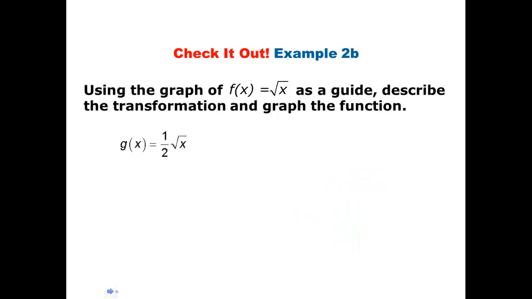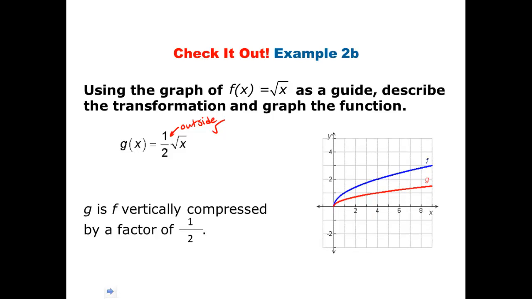Alright, for our next one, we have 1/2 times the square root of x. So what you need to look at is the 1/2 is outside the square root. Since it's outside the square root, that's a vertical transformation. Since it's less than 1, it's a compression. You can see that g is kind of shrunk from f. So it's vertically compressed by a factor of 1/2.